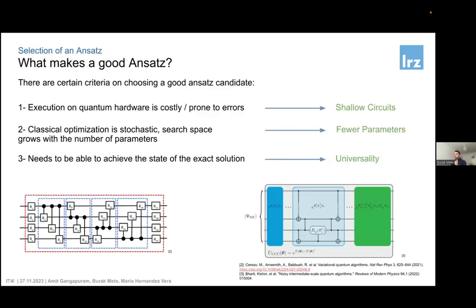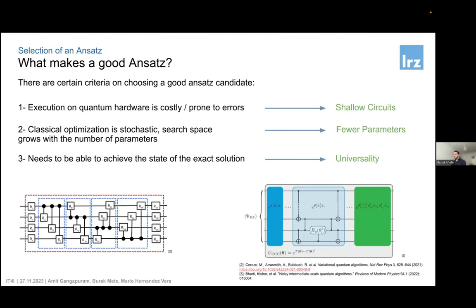As it turns out, there are actually criteria that make an ansatz powerful. First of all, as this is a quantum algorithm, you can only harvest the advantages of the algorithm using quantum hardware. And running it on a quantum computer would work only if your ansatz is feasible to be run on the quantum computer.